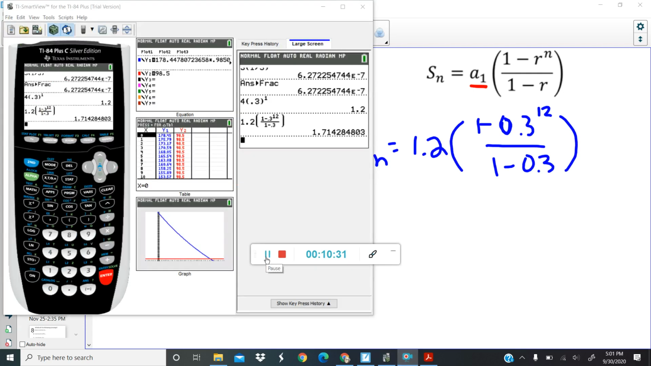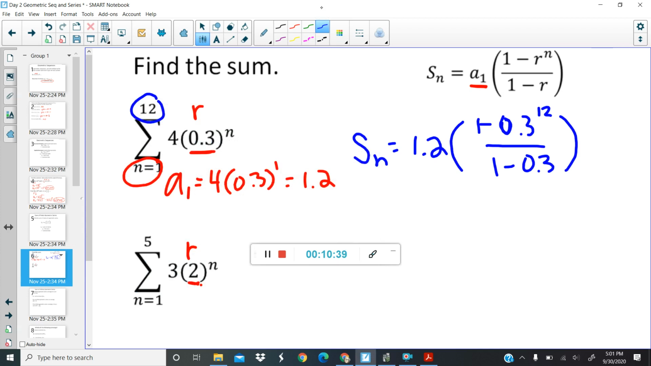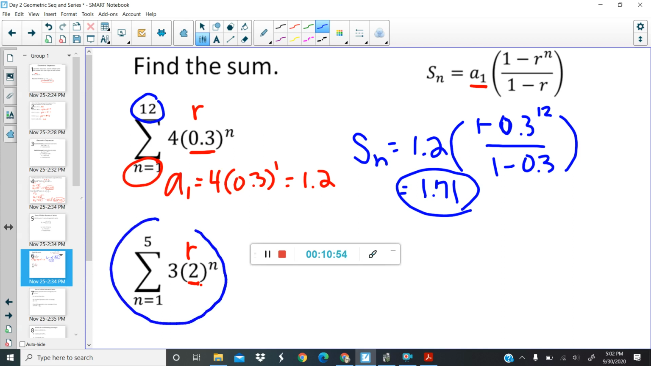Okay, so I typed all of that in, and I got this 1.714 number, so I'm just going to round that to 1.71. And that would be the sum of the first 12 terms of that sequence. So then again, I want you guys to try pausing it here and trying this example on your own, and then unpause when you're ready to see me go over it.